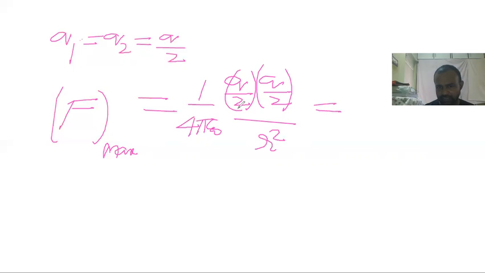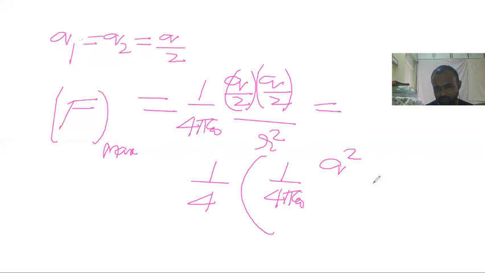Now, the only other extra term is this 1 by 2, 1 by 2 product. If you take that outside, you're left with 1 by 4 times 1 by 4 pi epsilon naught. Don't multiply these 4 and this 4. What are you left with? q square by r square. This is what you will get.